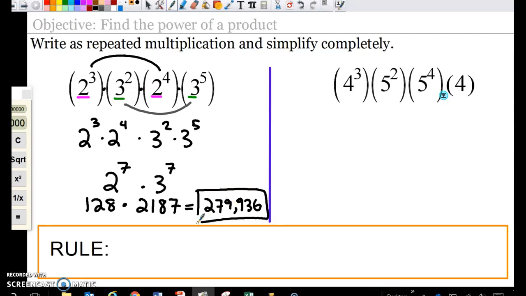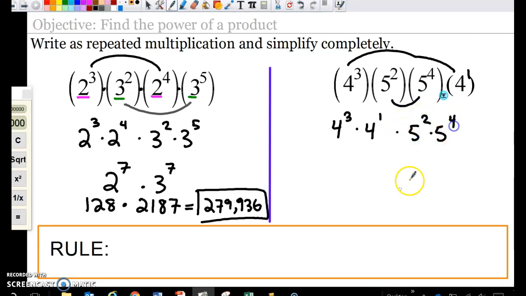All right, let's go to the other one. Let's rearrange these. 4 to the third needs to go with the other 4. There's no exponent on that, though. Well, when there's no exponent, you're assuming it's to the first power. Okay, and then the 5's go together. 5 to the second times 5 to the fourth. Okay, so 4 to the fourth power, because I added the 3 and the 1 because they had the same base. And I multiplied by 5 to the sixth power. 2 plus 4 is 6.